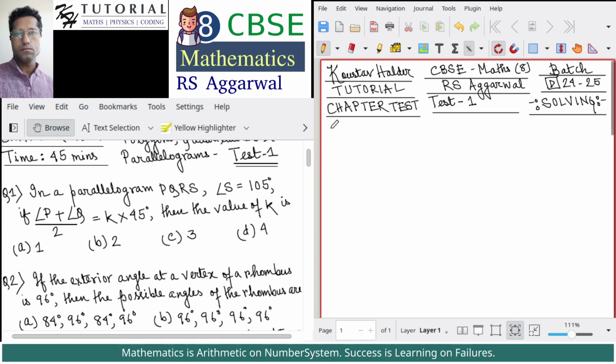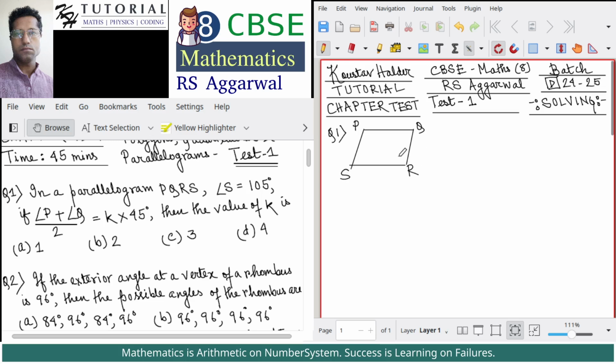Problem number 1 says that in a parallelogram PQRS, angle S is 105 degrees. If (angle P plus angle Q) divided by 2 is equal to K multiplied by 45 degrees, then the value of K is. First of all, roughly draw the parallelogram PQRS. All the drawings that I will draw will be rough or approximate diagrams, not perfect ones.